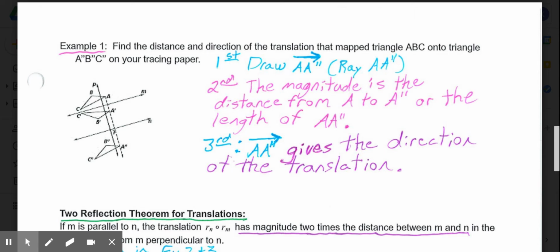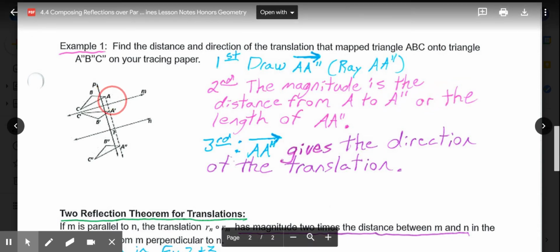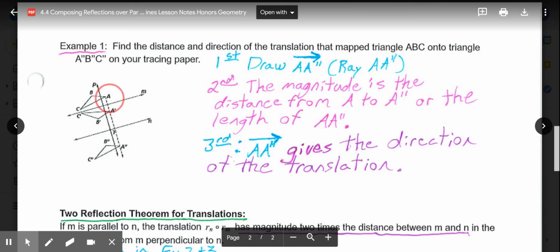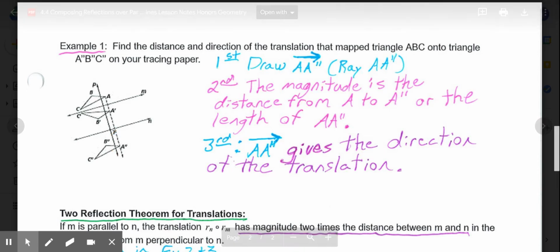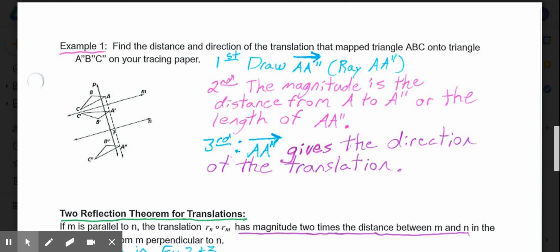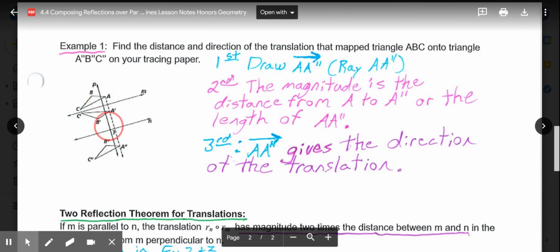The magnitude is the distance then from A to A double prime, or the length of the segment A to A double prime. So if we had a way to measure this, you would just lay a ruler or a measuring device from point A down to A double prime to give the magnitude. In this case, I don't have the measurements, so the magnitude simply is A to A double prime. So then if we look at the ray, that tells us the direction. The distance between the points tells us the magnitude.